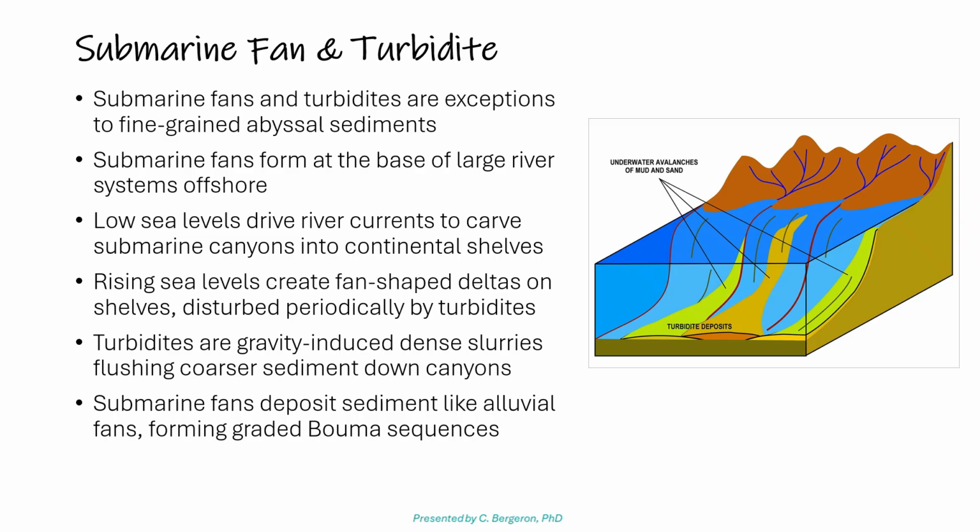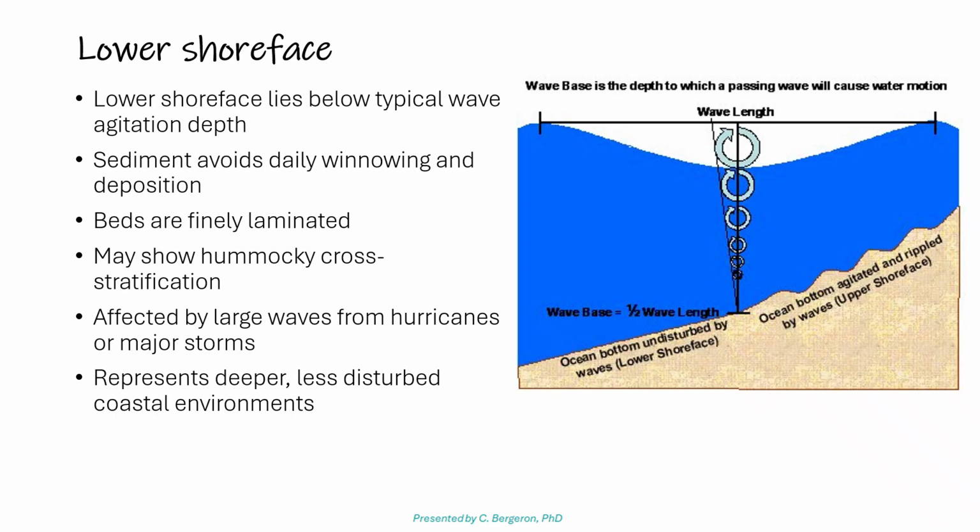One way that you can get a larger grained material on the abyssal plain is through submarine fans and turbidite deposits. You can get these submarine fans that occur at the base of large river systems, and they're usually initiated or carved out during times of lower sea level, where you have a strong river current that carves out these submarine fans once that river meets the ocean. And so you can get the accumulation of sediment there. And you can also get those turbidite deposits that come off of the slope and go down into the abyssal plain.